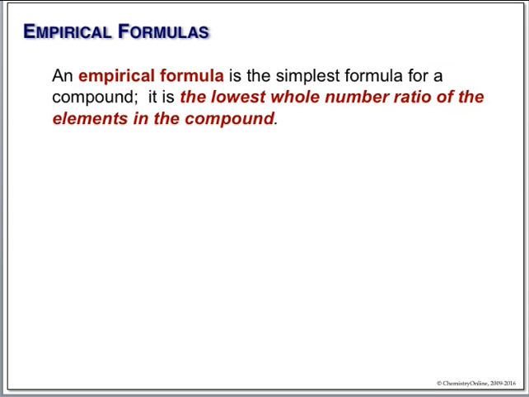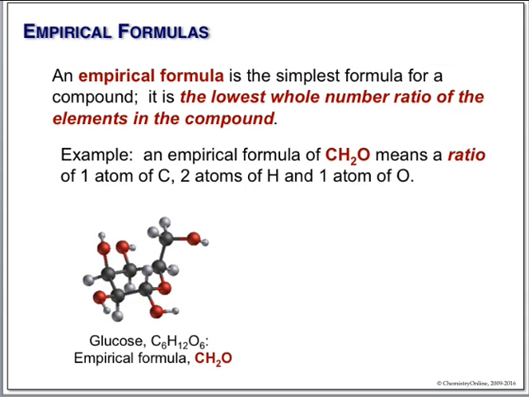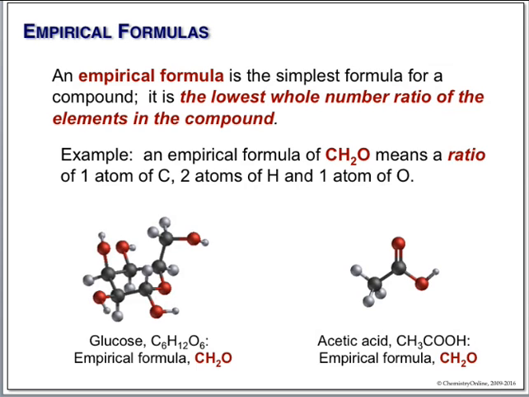We also talked about empirical formulas in lab. Remember, empirical formulas are the lowest whole number ratio. This is glucose. Glucose is C6H12O6. The lowest whole number ratio for glucose is CH2O. Glucose is an example of a carbohydrate, isn't it? And that's where the name comes from. 1 carbon, 1 water.